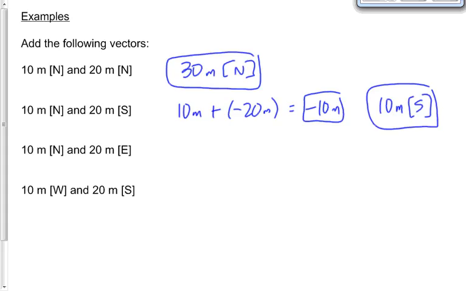10 meters to the north, 20 meters to the east. Well, now we're dealing with 2 dimensions, right? This is what you couldn't do in grade 7. 10 meters to the north, 20 meters to the east. Is that drawn correctly? What's wrong with it?